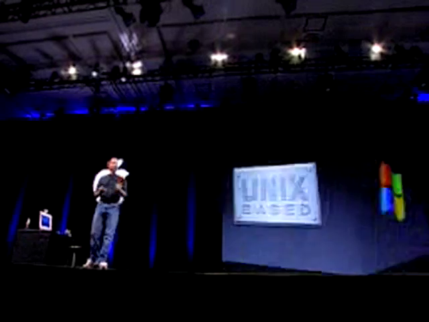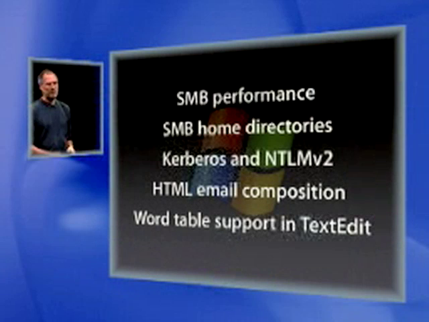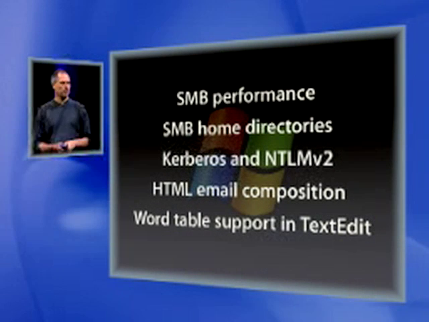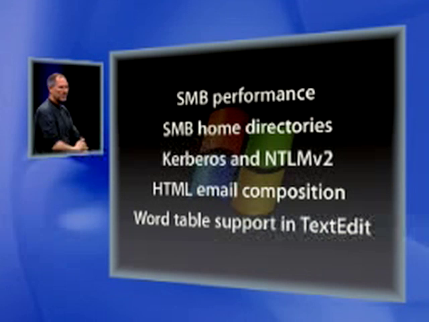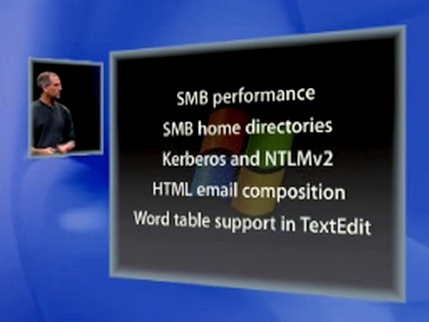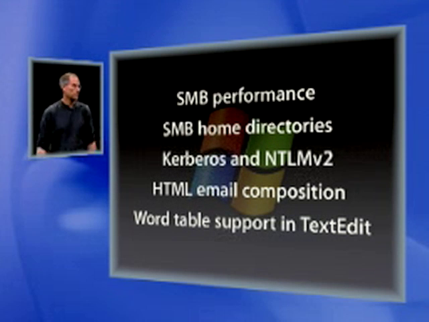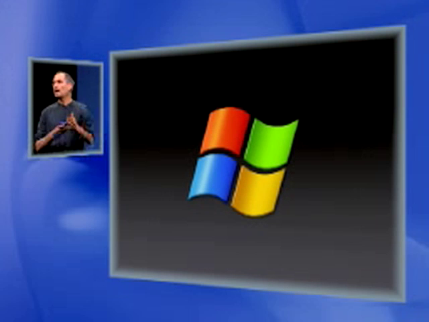But we also have to play in a Windows world. And we are constantly trying to make OS X a better citizen in that world as well. And so we've enhanced Tiger to give much better SMB performance, SMB home directories, authentication with Kerberos, and whatever that is. HTML email composition was a big request. And another big request is TextEdit is now going to support Microsoft Word tables, which is a big request. So a lot of things to make us an even better citizen in the Windows world.